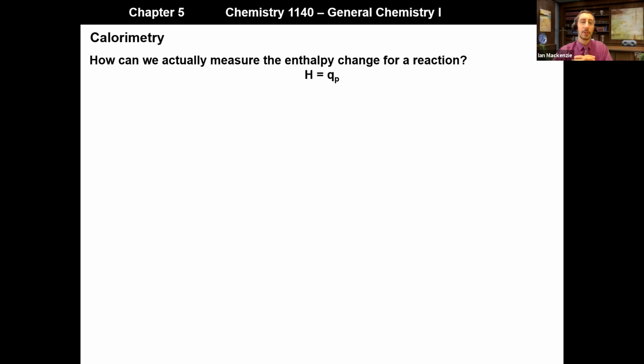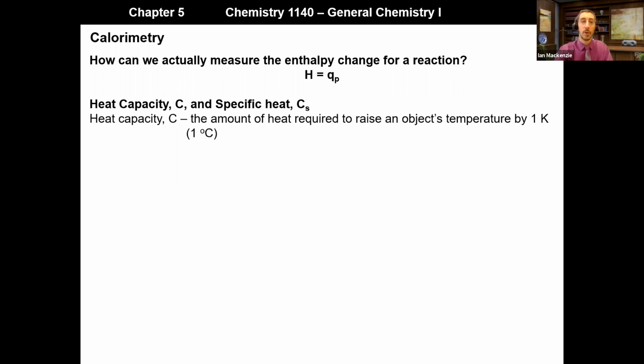The way that we actually measure enthalpy change for a reaction is a process known as calorimetry, and I'll go through what that means. So within this process of calorimetry, measuring enthalpy change for a reaction, there are some definitions. There's heat capacity, which is given the symbol capital C, and then there's specific heat, which is the heat capacity with a subscript S. What are those definitions? Well, the heat capacity is the amount of heat required to raise an object's temperature by 1 degree Celsius.